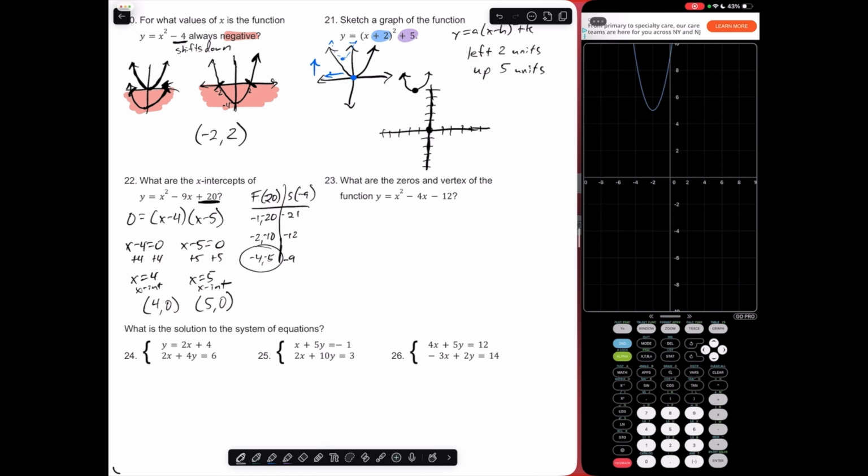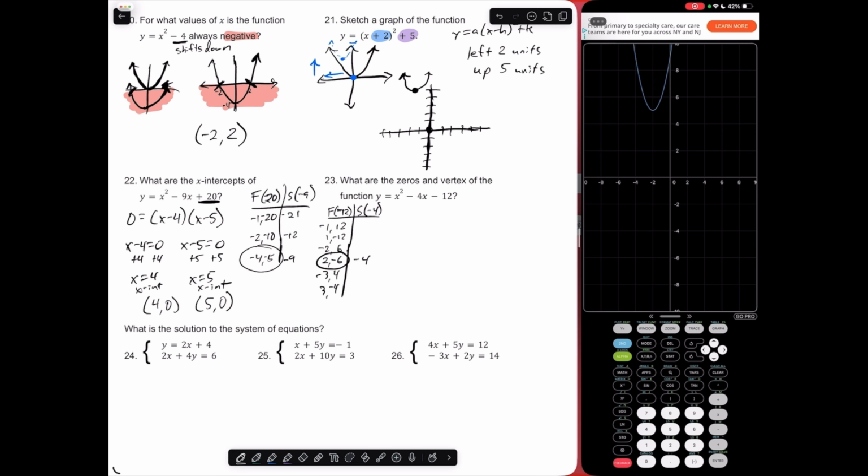Number 23, what are the zeros and vertex of the function? So the zeros we're going to find the same way. Your zeros are your x-intercepts. So we want factors of -12 that have a sum of -4. So 1 and 12, 2 and 6, 3 and 4. Now, a -12 means one of these has to be negative, so we can also write them in the opposite form. I would not recommend writing all of them out. If you can save yourself the time, do so. We want a -4, just for simplicity. 2 and -6 are going to give us the -4.